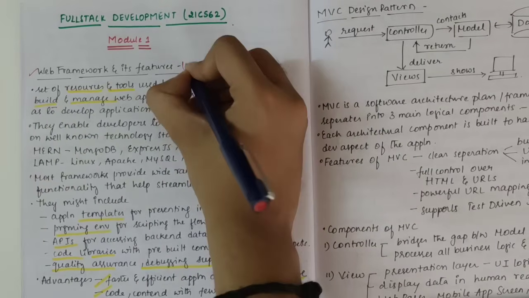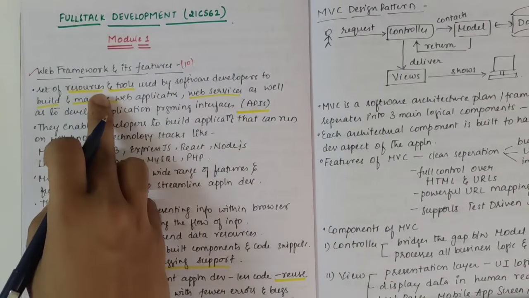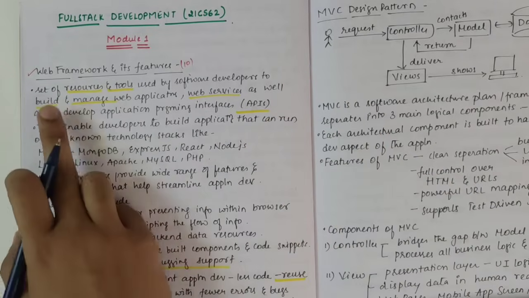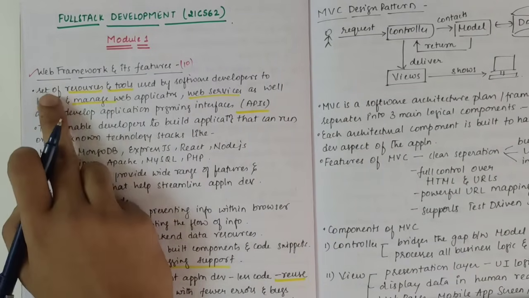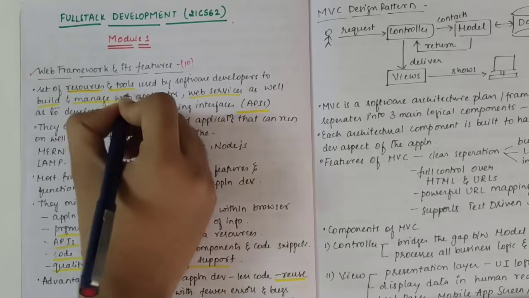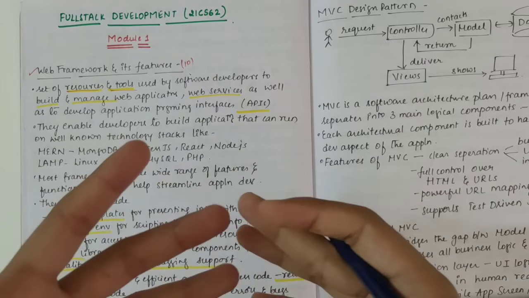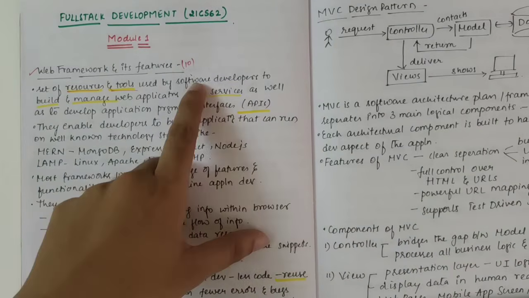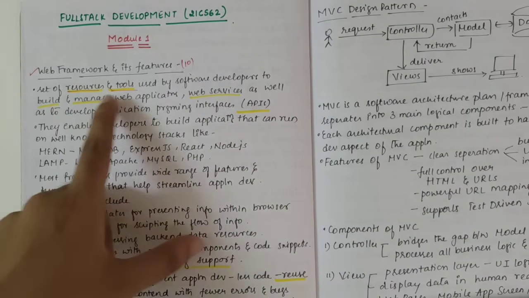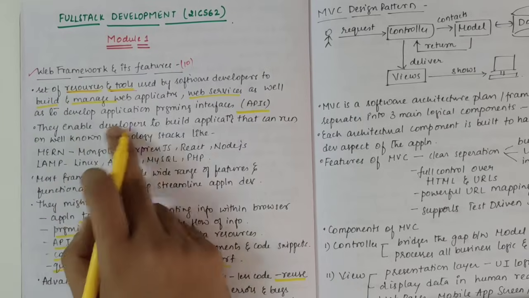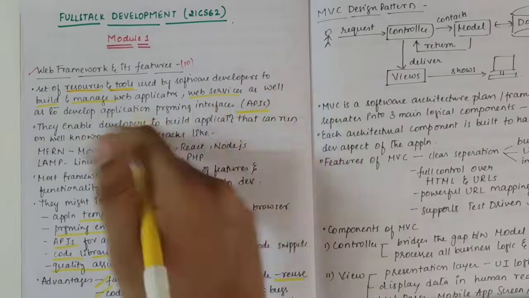This could be asked for 10 marks, or if just web frameworks is asked, it could be asked for 5 marks. Starting from the definition, web frameworks are a set of resources and tools which are used to build websites, handle websites, create APIs and all of that. They are used by software developers to build and manage web applications, web services, as well as to develop application programming interfaces. So that's what I told.